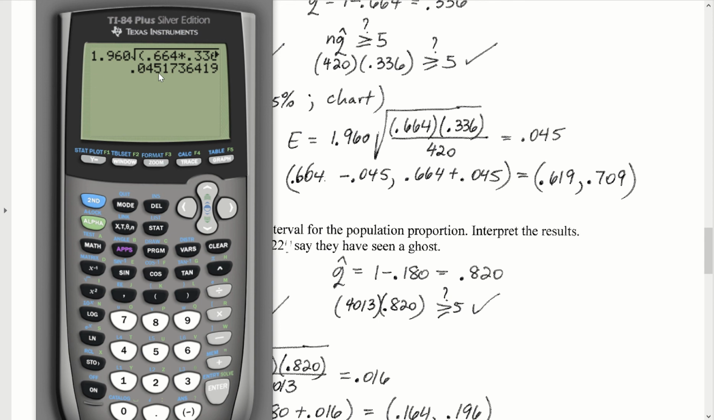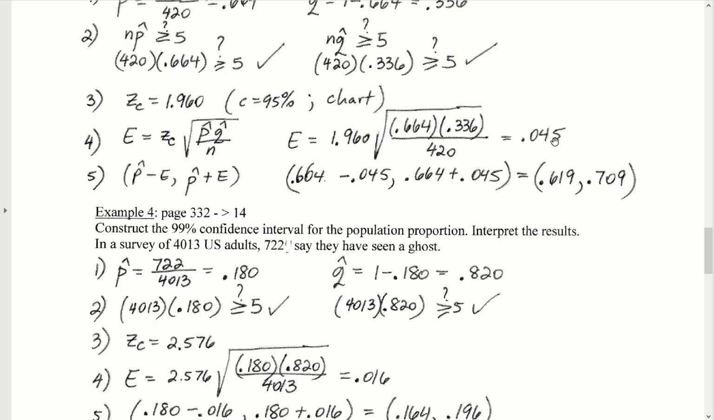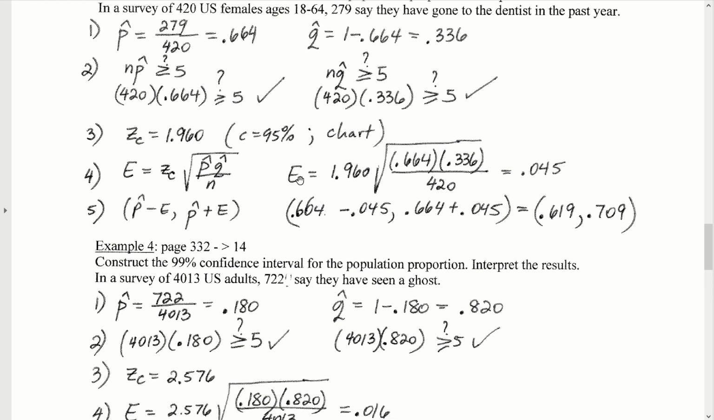If I take the margin of error and round it to 3 places, this is going to round to 0.045. So the margin of error is going to be 0.045. Once we have that, we're ready to go. Our confidence interval is p hat minus e to p hat plus e. This is going to be our p hat value from above. That was 0.664 minus 0.045 to 0.664 plus 0.045, which gives us a 95% confidence interval of 0.619 to 0.709.